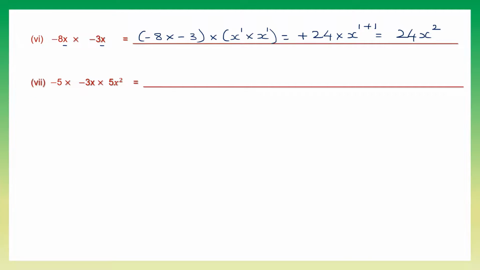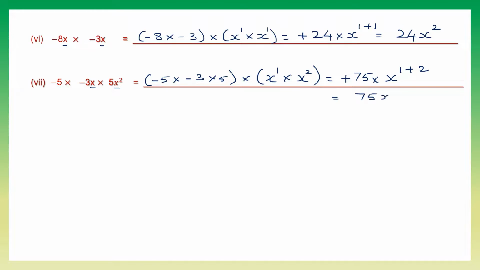-5 into -3x into 5x square. Let's take the numbers. -5 into -3 into 5. Now let's take the literals. We have x and x square. So that is x into x square. So the numbers, let's multiply. First the signs. Minus into minus is plus. 5 3s are 15. 15 5s are 75. Into x to the power of, now this is 1, 1 plus 2. So what do we get? 75. x to the power of 1 plus 2 is 3.